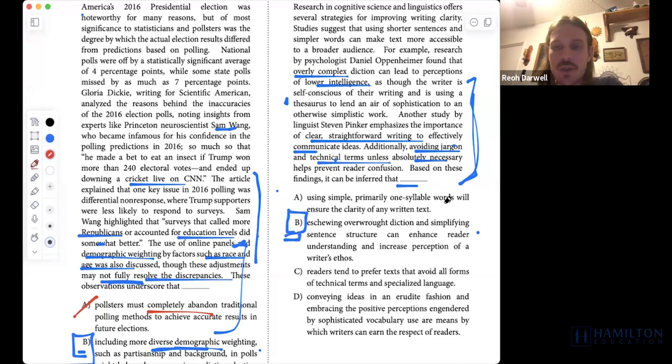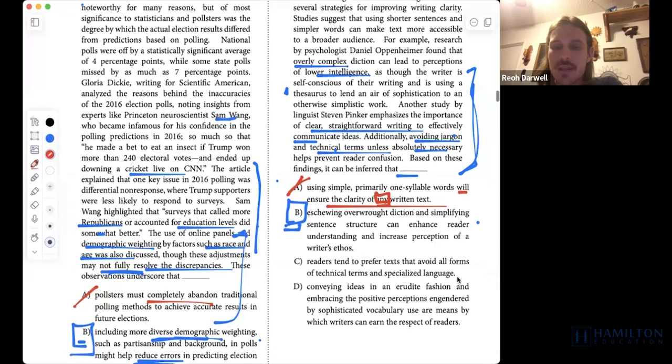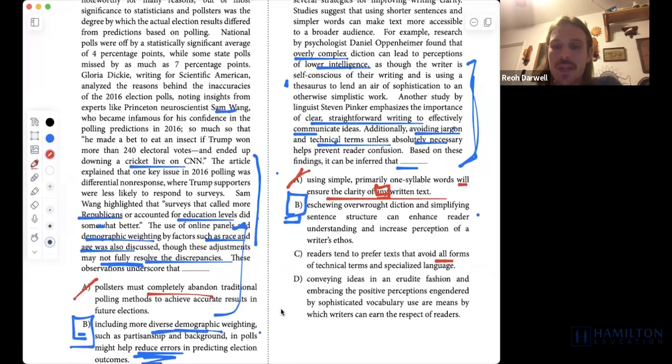A is sort of too extreme here, right? Ensure the clarity of any written text, right? That's an absolute there. We want to be on the lookout for that. C, again, we see that as well. All forms of technical language and specialized language.